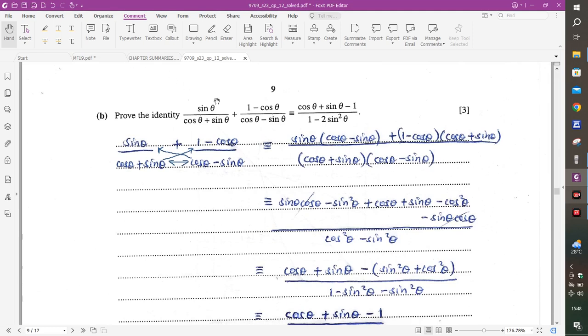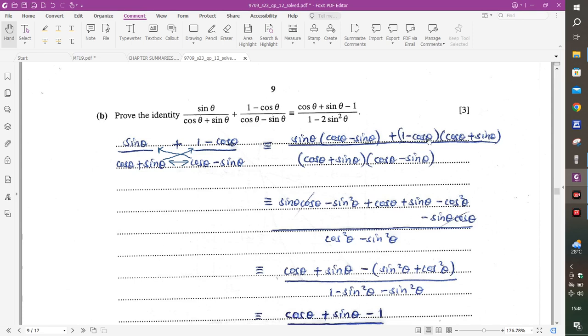But we know that a squared minus b squared is equal to a plus b times a minus b. So we shall have cos squared theta minus sine squared theta down here. And then here you get sine theta cos theta, then sine theta times sine theta, that is minus sine squared theta. And then 1 times whatever is here, so we get cos theta plus sine theta.